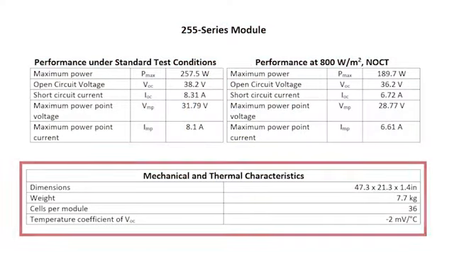In addition to electrical characteristics, mechanical specifications will also be shown. Mechanical specifications include the size, the weight, the thickness, and the frame type, as well as the number of series cells within the module. These specifications are very important for a designer and installer, so she or he knows the space requirements for an array as well as the predicted power output.